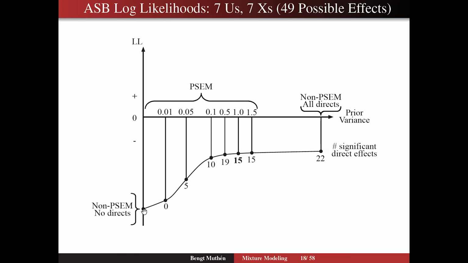And down here we of course have no direct effects, which is a non-PSEM run, but it's the same that you would get in a PSEM run if you had a very small variance. Now this number 19 here in the middle, the fact that the number of significant direct effects does not increase monotonically here is not what we would generally expect, but it can happen.